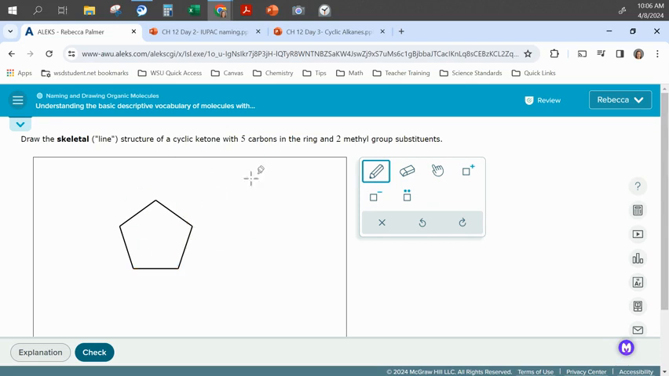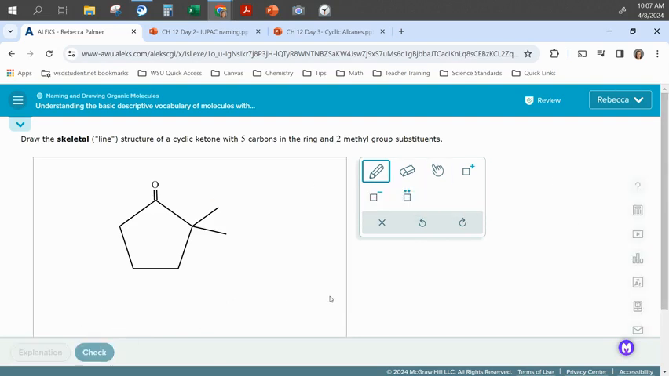So I have my cyclic carbon base structure, and then I need a ketone. Do you remember what a ketone is? A ketone is a carbon double bond to oxygen. So I'm just going to put it here. It doesn't matter where it goes because they didn't tell me where it should go. So we've got a cyclic ketone with 5 carbons in the ring and 2 methyl group substituents. I'm going to put a methyl over here and a methyl over here. It doesn't matter where they are because it didn't ask me to put them in a certain spot.